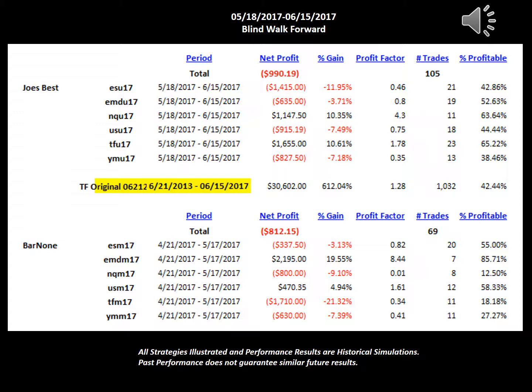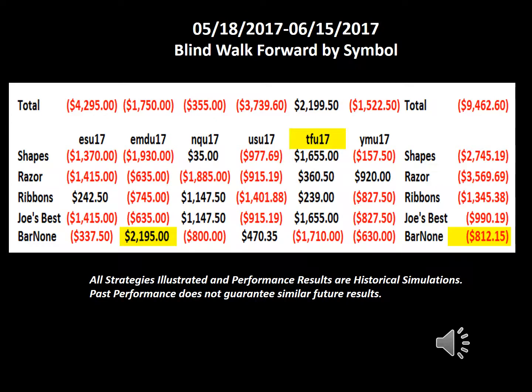Here's the Joe's Best as a group, and you can see the Mini NASDAQ and the Russell, those two were the best in the Joe's Best. In the Bar None, the mid cap was the best in the Bar None selections. So the summary of the blind walk forward is this. The best item to trade over this last month with my stuff was the Russell. Out of the basically 5 selections, 4 of the 5 made money with the Russell.